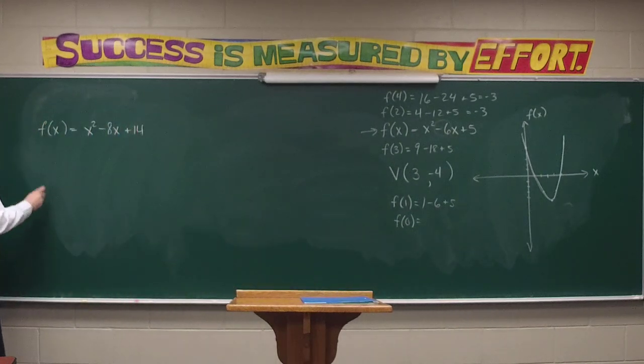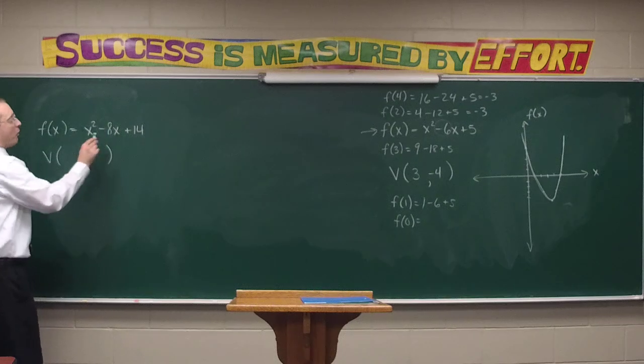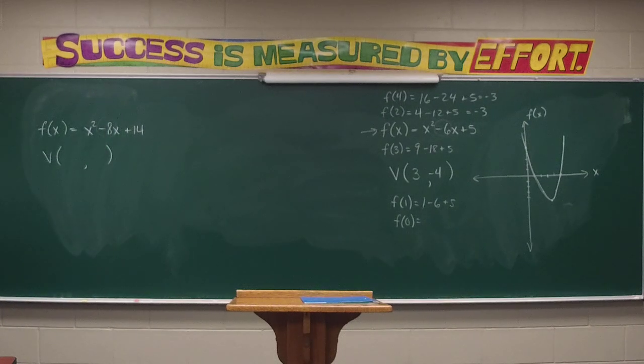Again, if I want to find the vertex, first thing I'd have to do, class, is make sure that the x squared has a 1 in front of it. If it doesn't, what do I have to do? Factor out whatever's there. But there's nothing there, so I don't have to factor it out. Then I need to remember, class, negative half of b. Say that with me. Negative half of b. One more time. Negative half of b. What is negative half of negative 8, class? Positive 4. And then we can evaluate the vertex by finding f of 4.